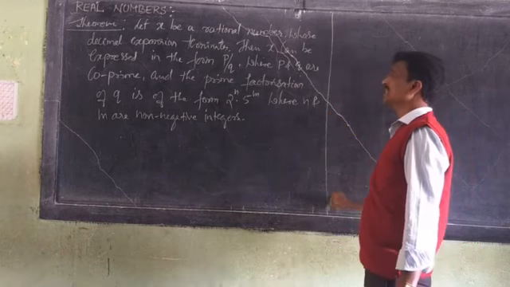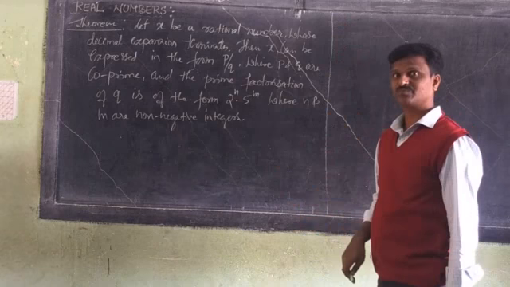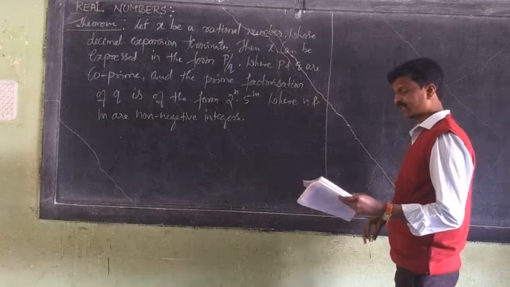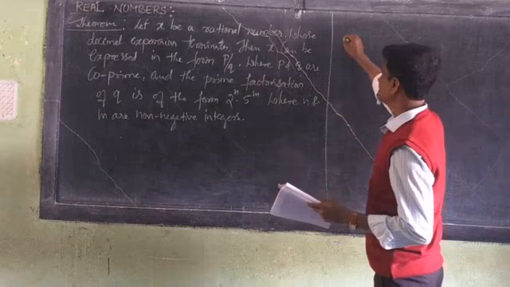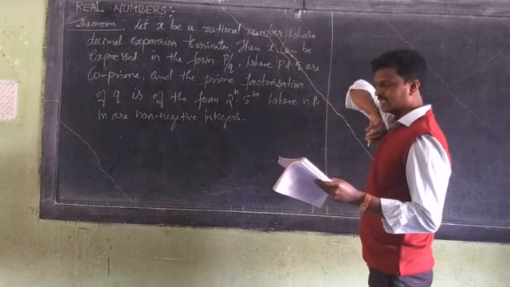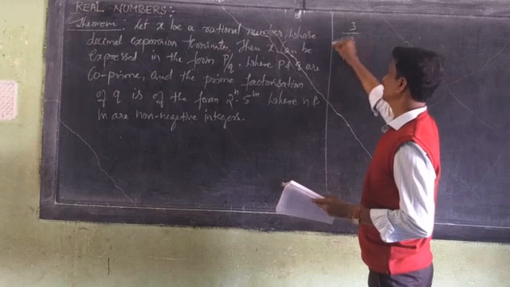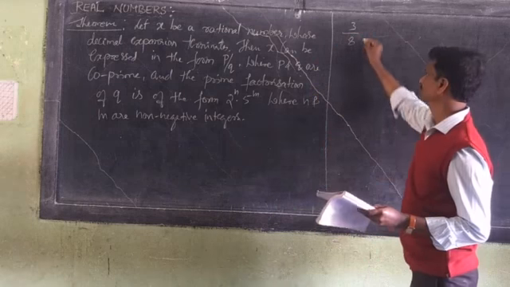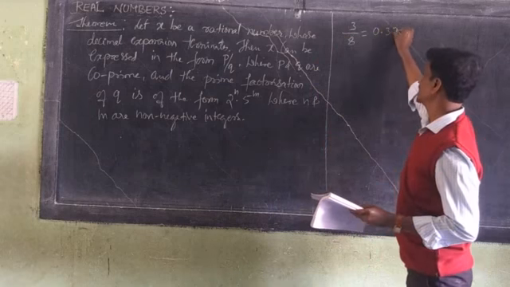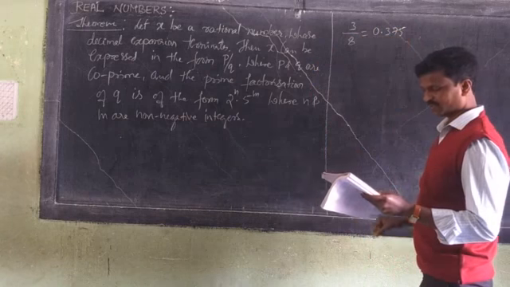you can reverse the concept. The first example can be written here as 3 by 8 after simplification of 0.375. Okay.